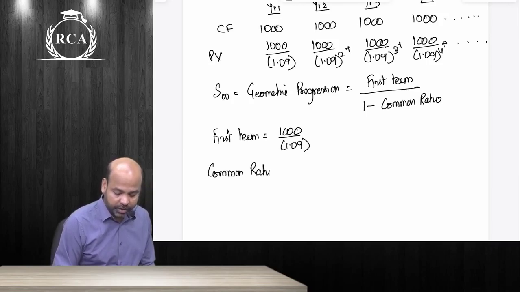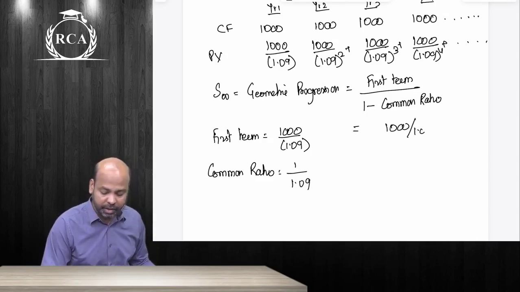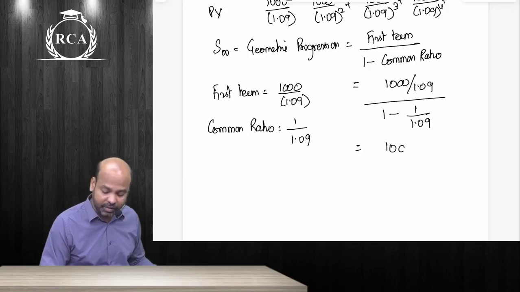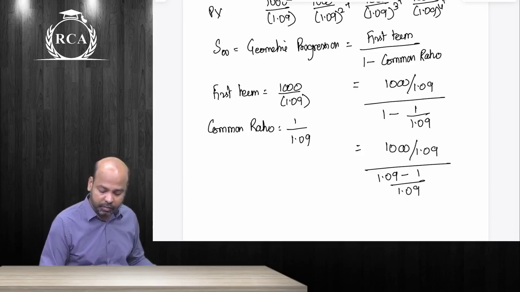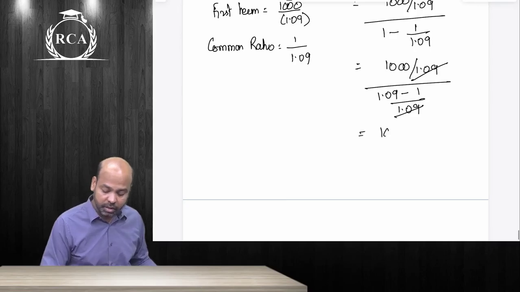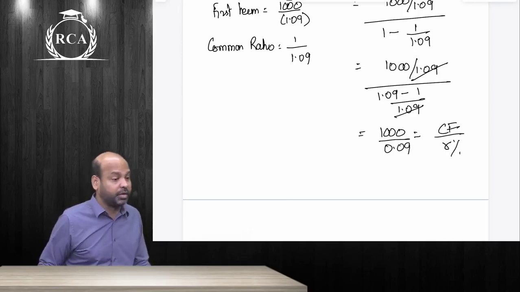Common ratio, guys, is 1 divided by 1.09. If I replace that here, I'll write 1000 divided by 1.09 in the numerator, divided by 1 minus 1.09. If I take that LCM, the numerator will become 1000 by 1.09, and the denominator 1.09 minus 1 by 1.09. Can I strike this? What remains is 1000 divided by 0.09. That's the formula that we learn: cash flow divided by required rate of return.